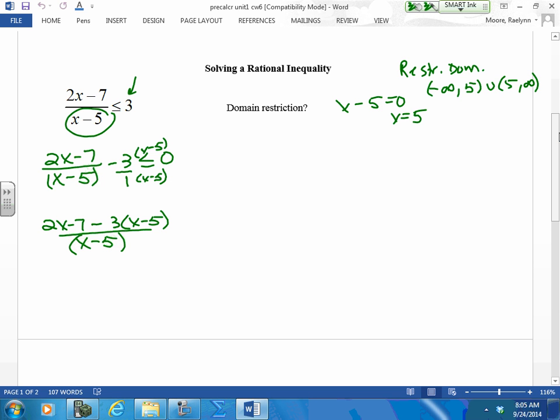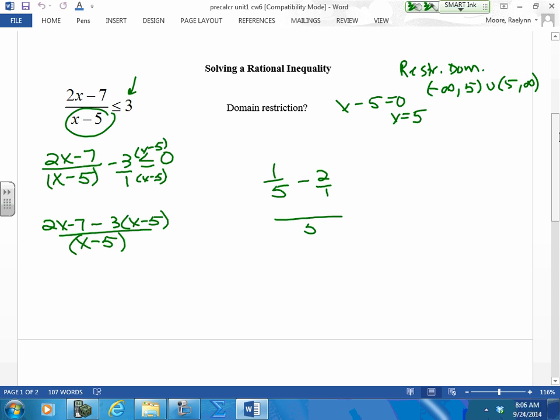Everybody okay with that one? What we did was find a common denominator. If I had this, and I needed to make this into a common denominator, I'd put this over 1. And what would your common denominator be?